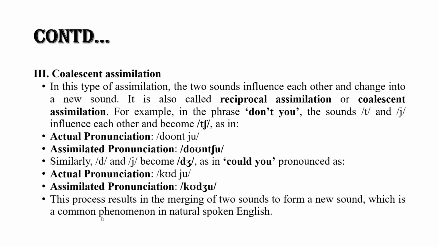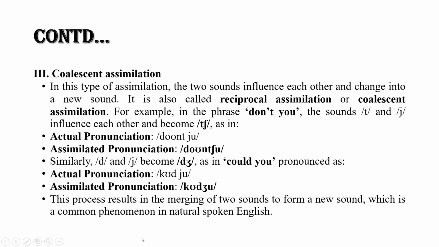And the next type of assimilation in terms of direction is coalescent assimilation. In this type of assimilation, what happens? The two sounds influence each other. There is the influence of the following sound and also the preceding sound, and they change into a new sound. This type of assimilation is also called reciprocal assimilation, or let's say coalescent assimilation.